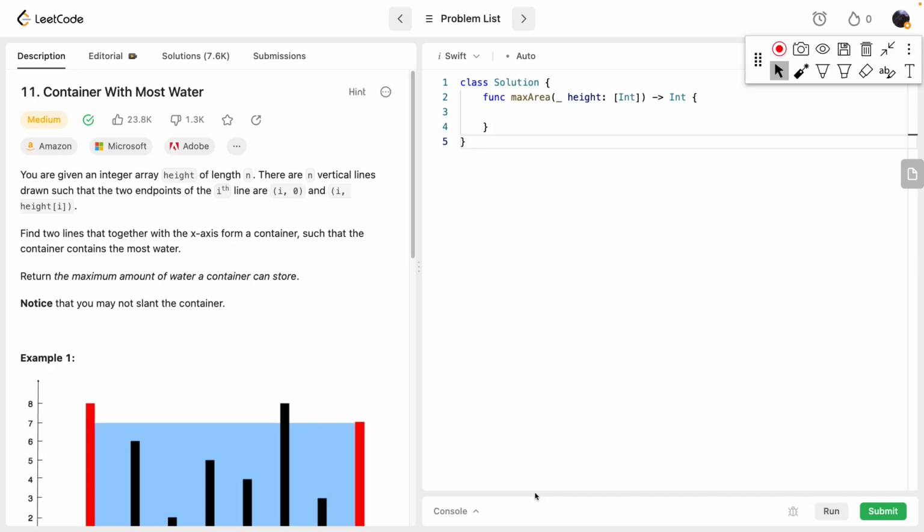Welcome back. Today we'll be solving a problem called container with most water in Swift language. Let's read through the problem.